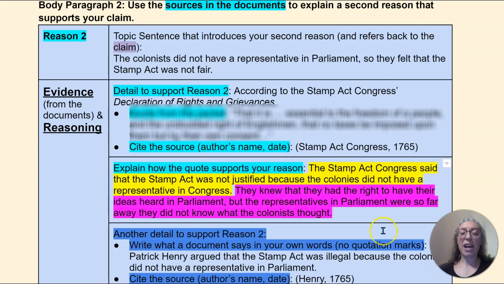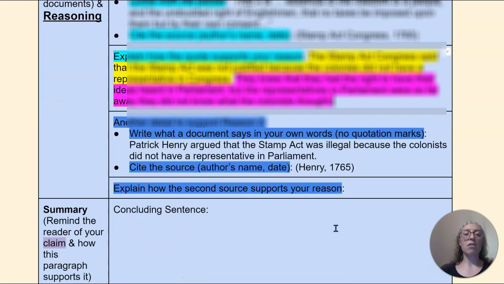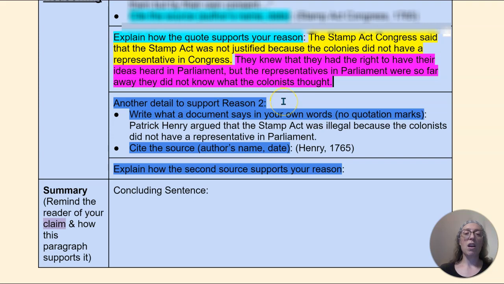So you see I have it highlighted there. The quote is what it says. Then we need to have what it means and why it matters. And then I'm going to go on and I'm going to look at my next detail to support reason 2.